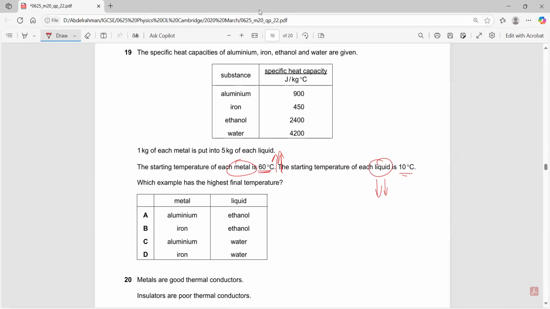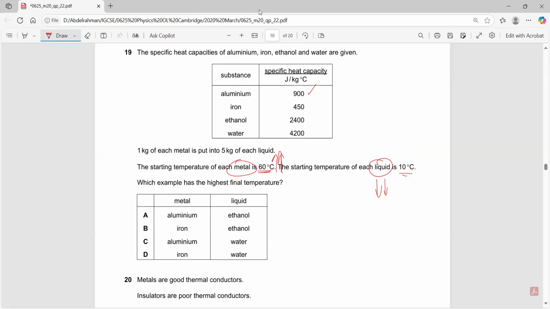So, for example, when I want to choose the metal, I would choose the aluminum. Why? Because it contains a lot of energy. The iron and the aluminum are at the same temperature of 60 degrees Celsius. But the aluminum has a specific heat capacity of 900 joules per kilogram degree Celsius, which means that it contains a lot more energy. To be specific, it contains twice the amount of energy as the iron.